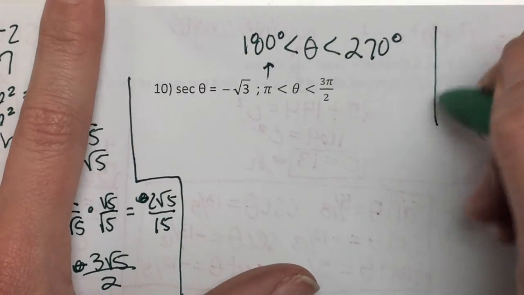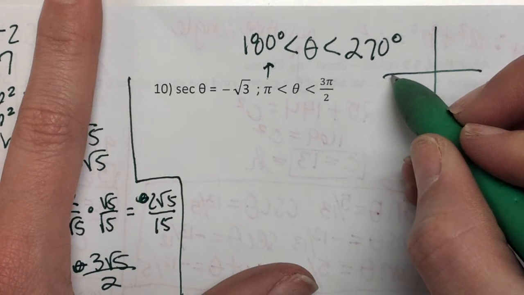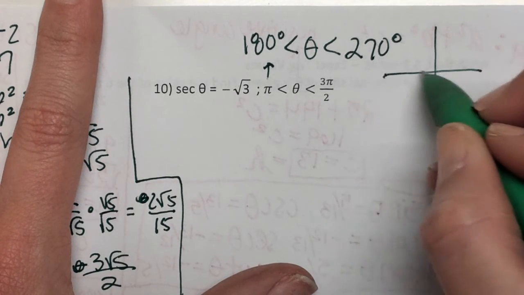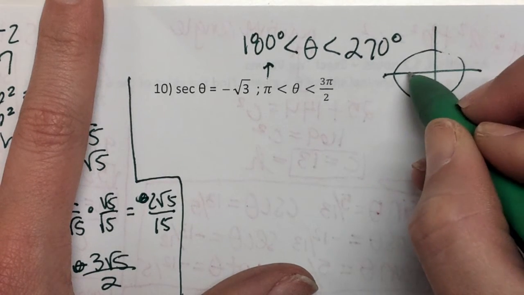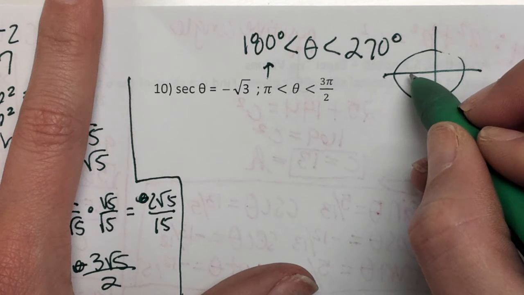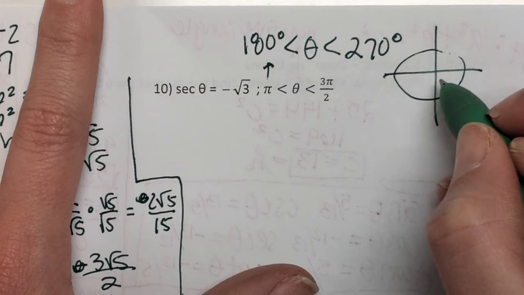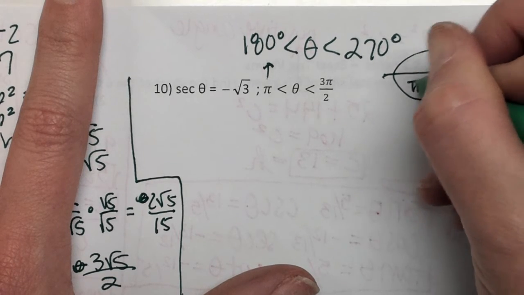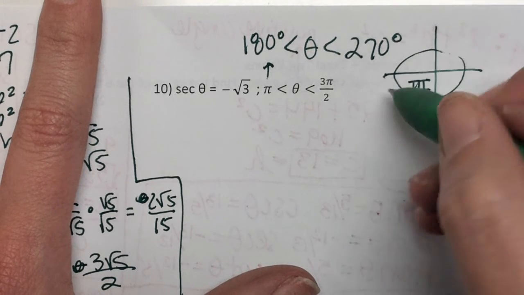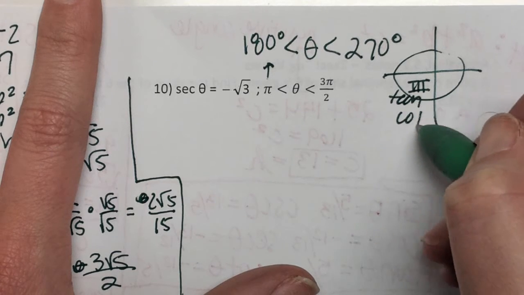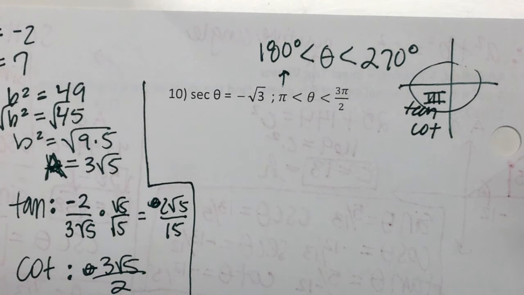Alright, Victor said that 180 is half of a circle, correct? So that's going to be this angle right here. Half of a circle would be here. 270 is where? Yes, so we're talking about quad what here? 3. And what is positive in quad 3? Very good. So everything else will be negative.